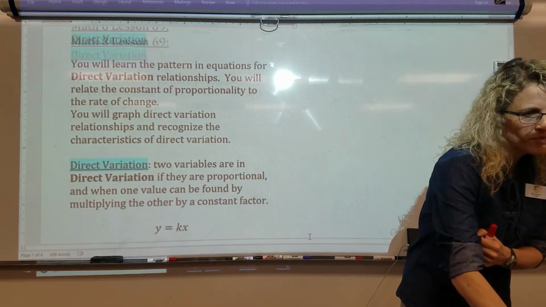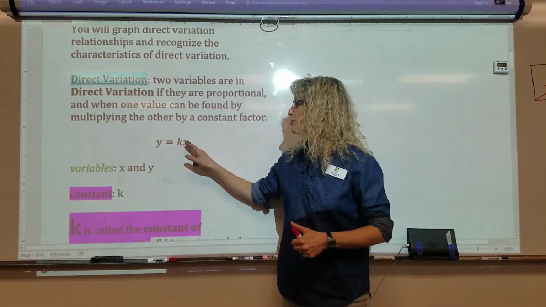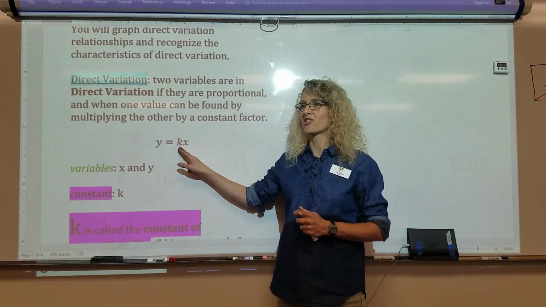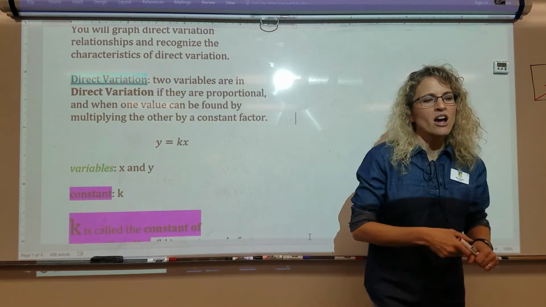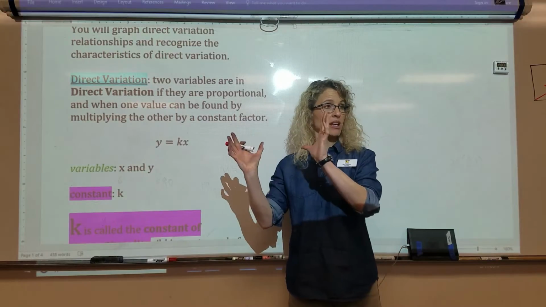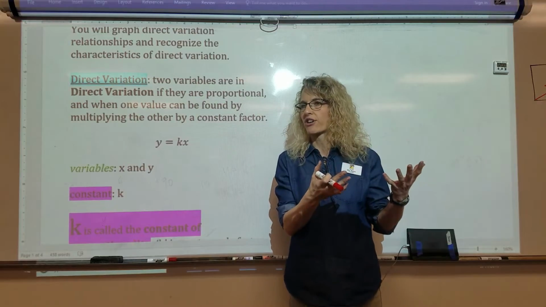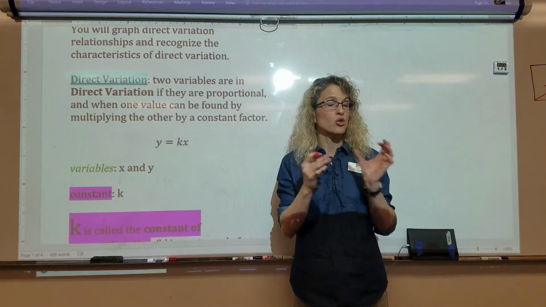So, direct variation is when you can find one variable by multiplying another variable by a constant. That constant is always called k. What is our constant? K. For example, take a small triangle. If we dilated it and made it larger, we would be multiplying by a scale factor. We called it scale factor, right? But you could also multiply it by a constant, k, to make it twice as big.